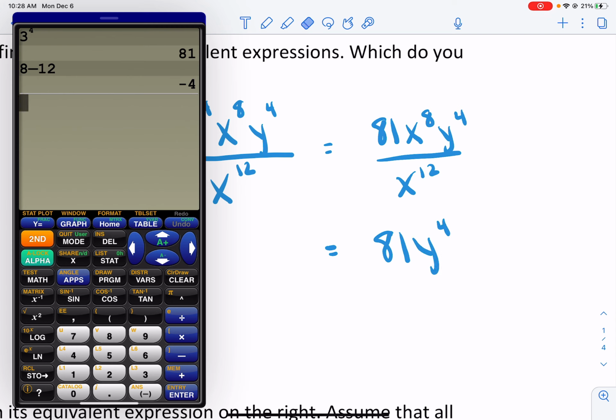And if we were to write this out, like x times x times x, all of the times, and then underneath, and we start canceling them out, what we're going to have left is just 4 of them under here.